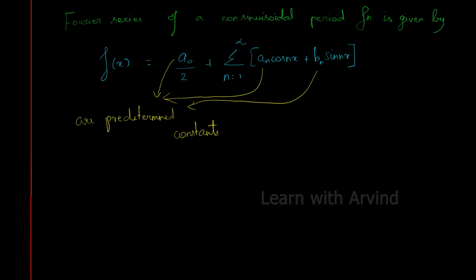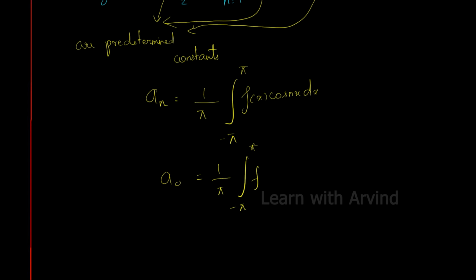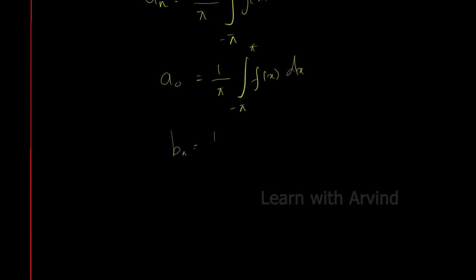These constants an is given by 1 by pi integral minus pi to plus pi f of x cos nx dx. For a0 we will be substituting 0 in the place of n and we will be getting 1 by pi integral minus pi to plus pi f of x, since cos 0 is equal to 1, f of x dx. bn is given by 1 by pi integral minus pi to plus pi f of x sin nx dx.